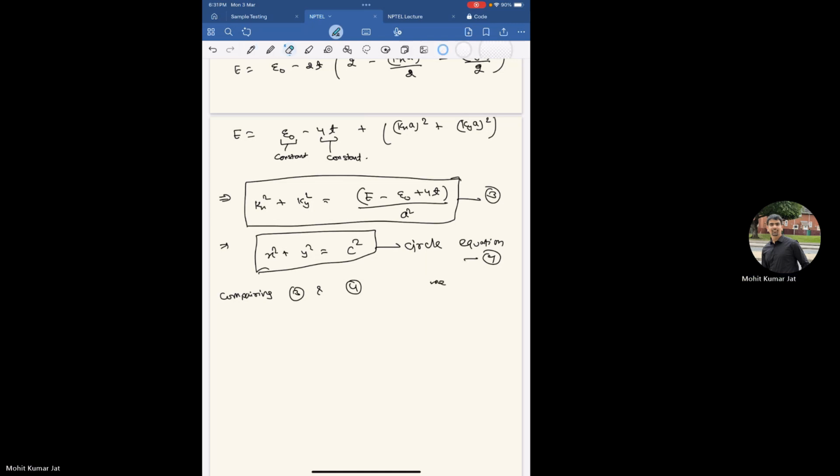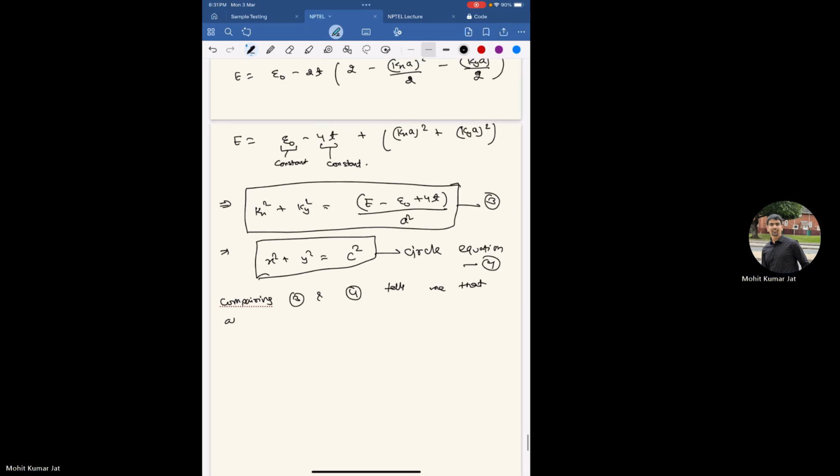Comparing 3 and 4 tells me that at low energy the dispersion will be circular. At high energy it is a distorted circle, but at low energy it will be a circle.